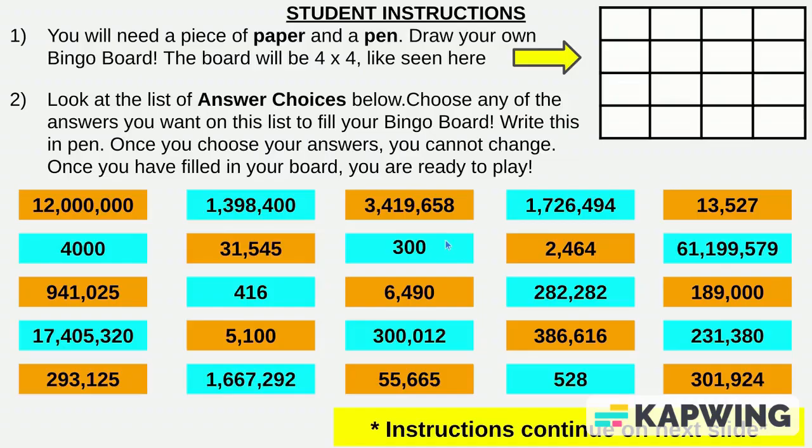Before you can play the game, the instructions are pretty simple for your students. All they need is a paper and a pen, and they also need a pencil when they do their math problems.